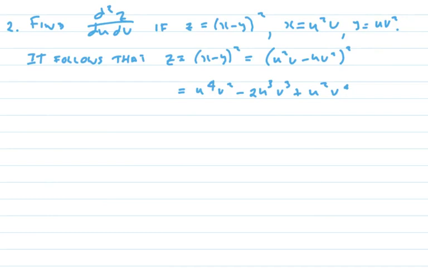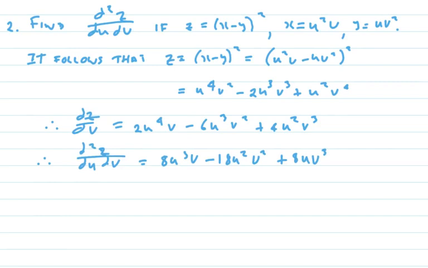By substituting the expressions given for x and y, we can directly express z in terms of u and v, as I've demonstrated here. We can now find dz dv directly in terms of u and v. Finally, we calculate the partial derivative with respect to u of the partial derivative of z with respect to v and get the same answer as before.